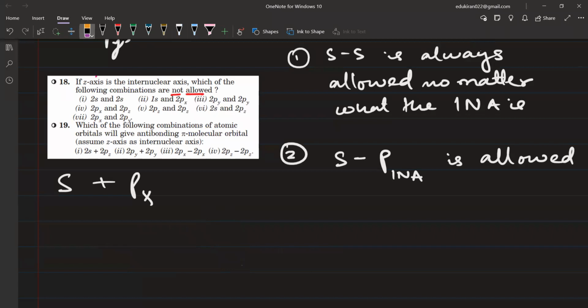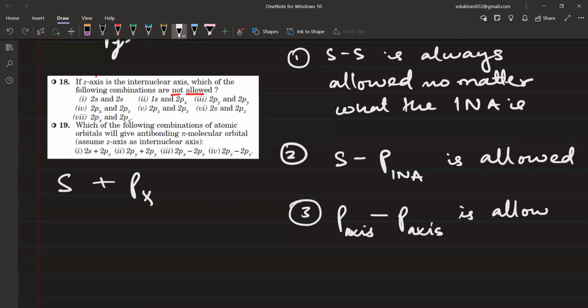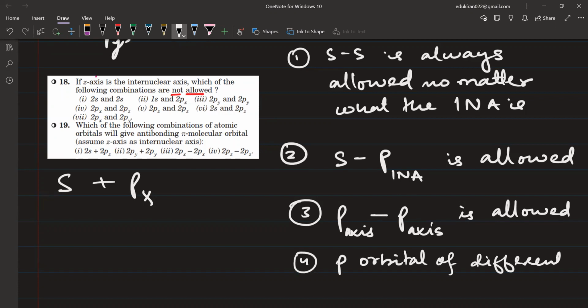What is allowed? S and the P of the internuclear axis is allowed. Next thing. P axis and P axis: if the axes are the same for P orbitals, it is allowed, like 2py. Now 2px and 2pz will not be allowed. P orbitals of different axes are not allowed.